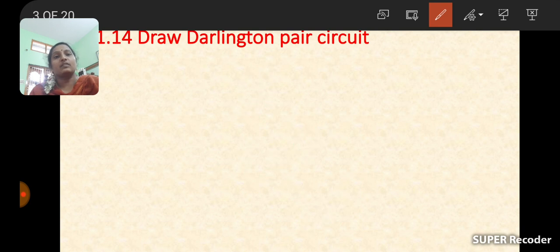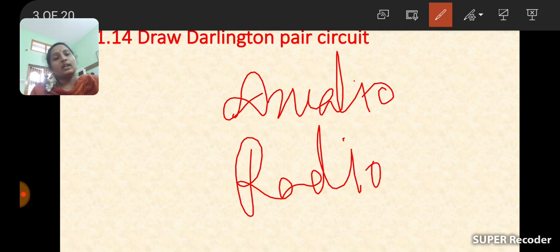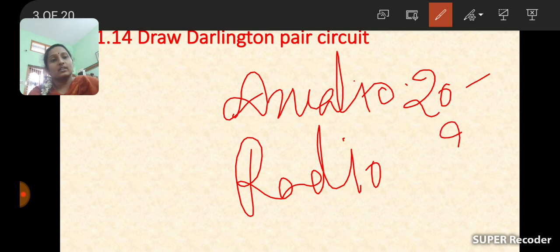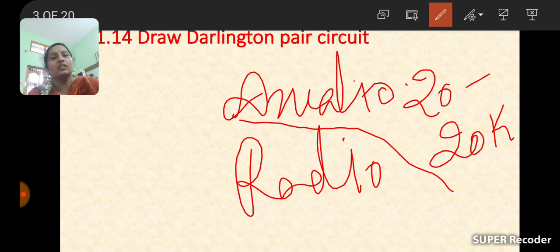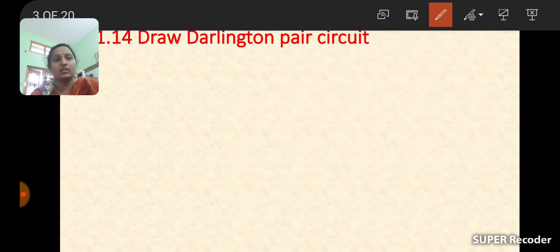Based on frequency, the amplifiers are classified into two types: audio frequency and radio frequency. If the amplifiers are used to amplify signals having a frequency range between 20 Hz to 20 kHz, the amplifier is called an audio frequency amplifier. If signals above 20 kHz frequency are amplified by an amplifier, that amplifier is called a radio frequency amplifier. Is it okay?